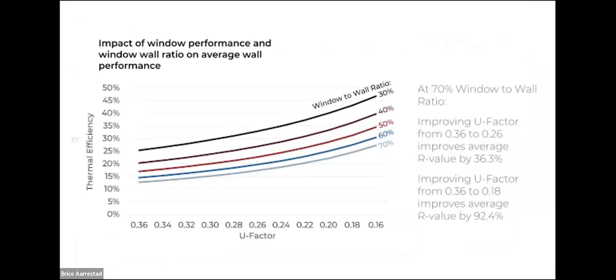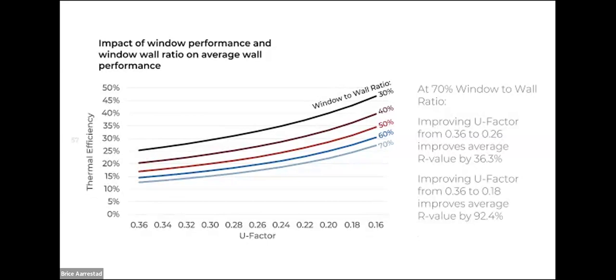You'll see a lot more about the math behind this in that presentation on Acelab, but what I want to show you is looking at different window to wall ratios. These different color lines on the bar graph are different window to wall ratios, and you're looking at thermal efficiency of a wall assembly, where you have, on the left-hand side of the chart, a window with a U factor of 0.36, and on the right-hand side, a window with a U factor of 0.16. Even looking at a window to wall ratio of 70%, which is a pretty generous amount of windows, improving the U factor of those windows from 0.36 to 0.26 improves that overall average R value by 36%. And then going from a 0.36 to a 0.18 will improve the average R value by 92%.